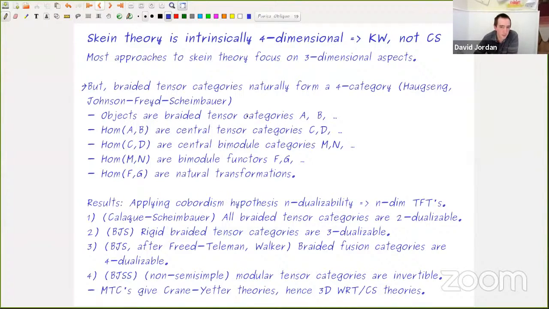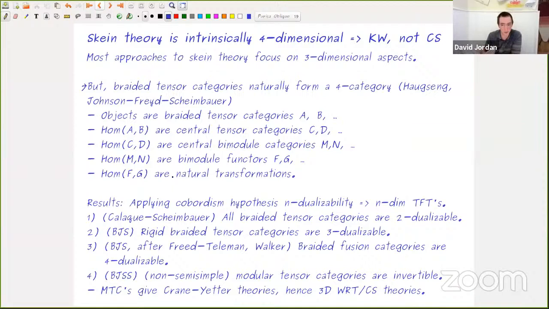So the objects are braided tensor categories. The one morphisms are these central tensor categories, so these line defects between braided module categories. The two morphisms are bimodule categories, so a point inside a line inside the plane. That's the two morphisms. And then the three and the four morphisms are just the sort of stuff that you get because you're talking about categories, so the bimodules and the natural transformations. So that is naturally a four category.